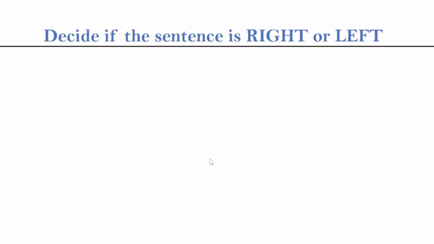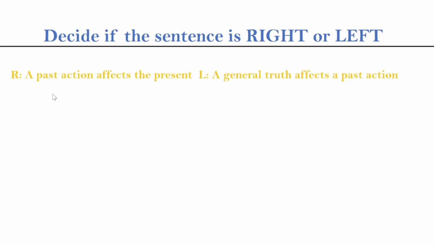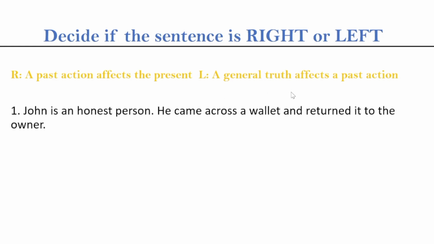Now let's decide if the sentence is right or left. Right means a past action affects the present, left means a general truth affects a past action. John is an honest person. He came across a wallet and he returned it to the owner. So is this right or left? Yes, the answer is left.